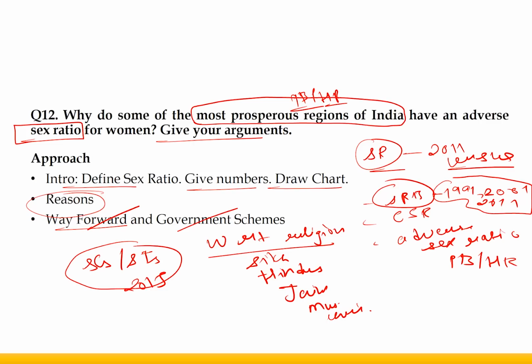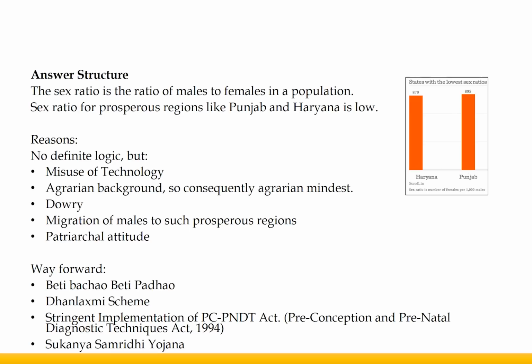We will be following the same approach when approaching the 2015 question, where we have to compare the sex ratio between scheduled castes and scheduled tribes. Coming to the answer, in the introduction you have to mention that the sex ratio is the ratio of males to females in a population.